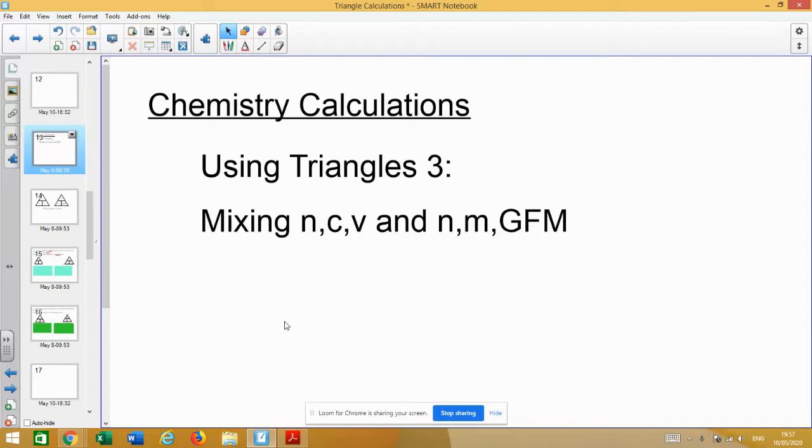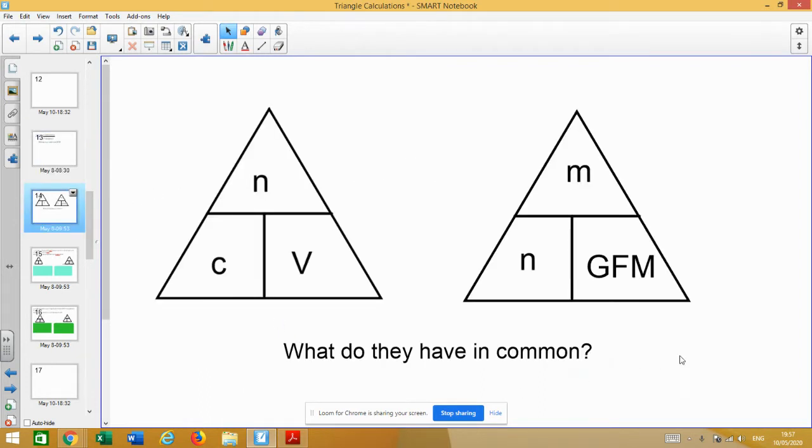So looking at using the triangles again, but in this example, we're going to mix the two triangles, both number of moles, concentration and volume, and number of moles, mass and GFM. So if we look at both the triangles, what do they have in common? You'll see quite clearly that they both have a number of moles in them.